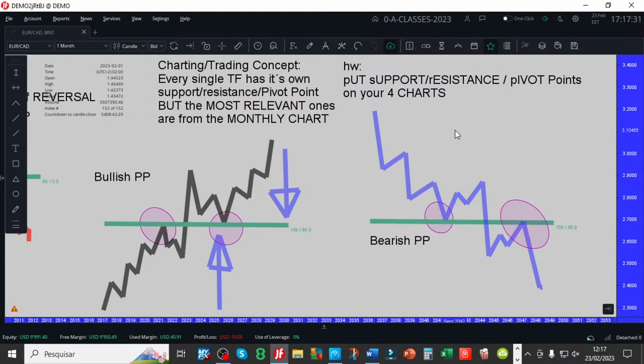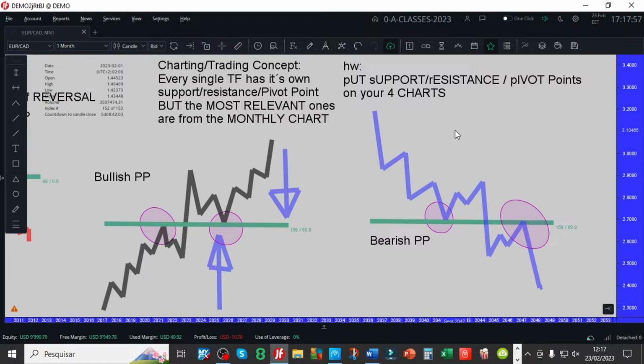Okay, everybody, charting trading concept. Every single time frame has its own support, resistance, pivot points, but the most relevant ones are from the monthly chart. Okay? Homework, put support, resistance, pivot points on your 4 charts. I'm going to do this right now. Okay, everybody?